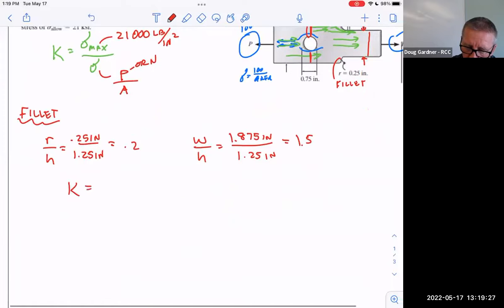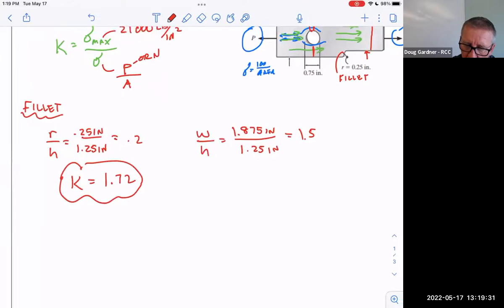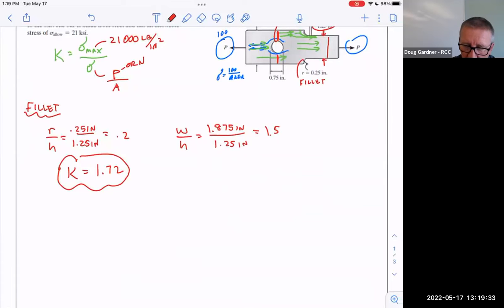So this produced K is 1.72. That's kind of an important number. And so now I'm ready to roll, because then I can go back to that top equation and say, okay, 1.72 equals 21,000. And notice that's unitless. That K is unitless. It's a constant. It's a multiplier, so it isn't going to change our units here.